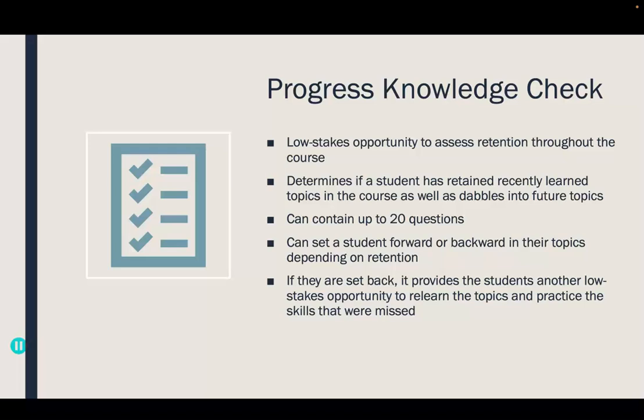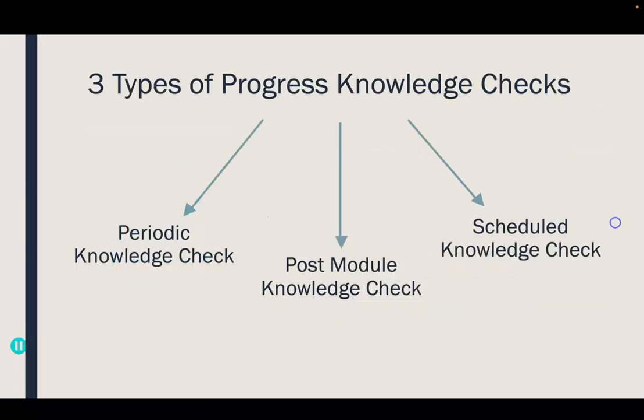Progress knowledge checks happen throughout the semester. This is another low-stakes opportunity to assess retention in your course content. These progress knowledge checks can contain up to 20 questions and mostly cover recent learning and progress in your course. If a student does not prove retention of recently learned topics, ALEKS will prompt them with another low-stakes opportunity to relearn those topics and practice the skills that were missed.